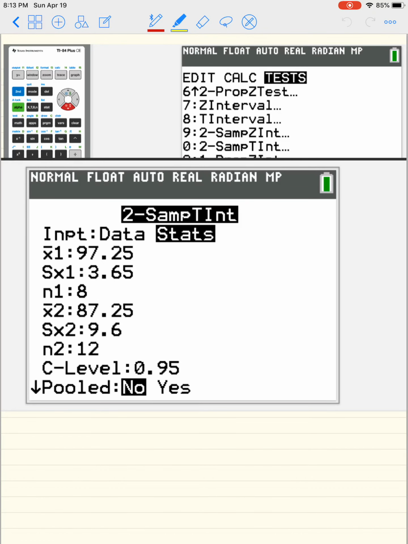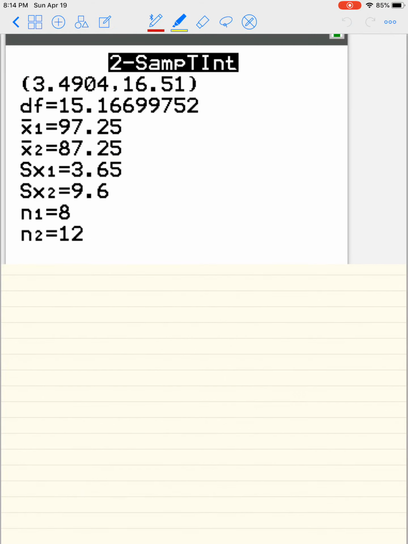Then you come here and you go stat, tests, and you're going to go to 0, 2-sample t interval. Enter 97.25, its standard deviation, and the n, then 87.25, 9.60, and 12. Confidence interval, never pooled, because remember, pooled means that we know the standard deviations of the population and we assume that they're the same. So once we press enter, we get here.